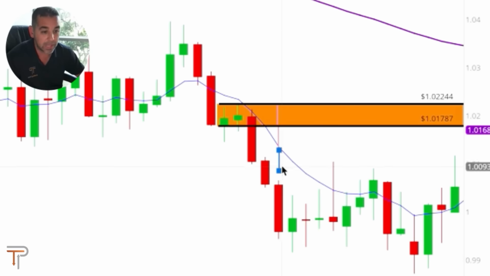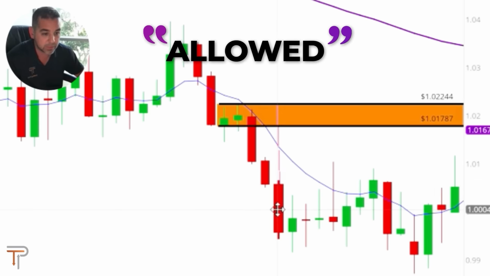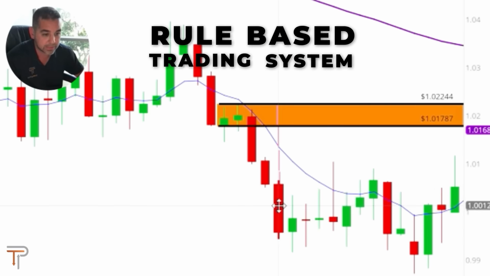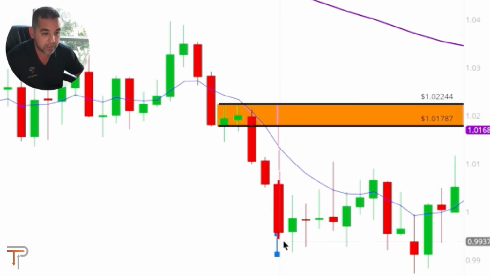Now, we're allowed to take the trade, and what you hear me say a lot here at Trading Price is the word allowed. That's because we're a rule-based trading system. But what we can see here is we basically have, if not a 5, close to a 5-to-1 ratio on the distance the zone has traveled from the time that the level was created to the move.